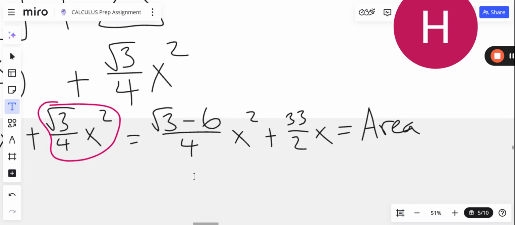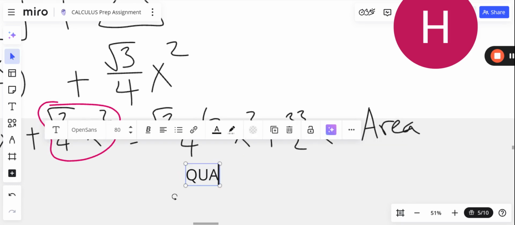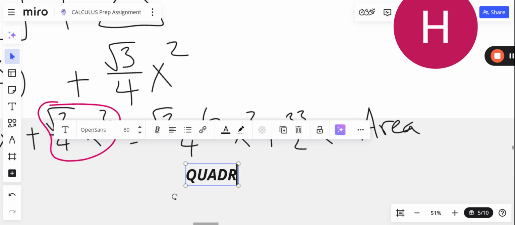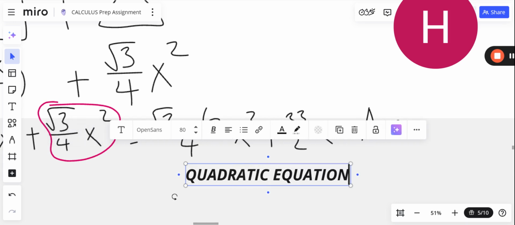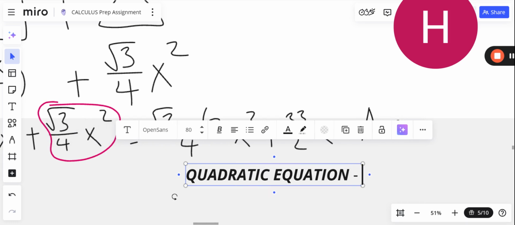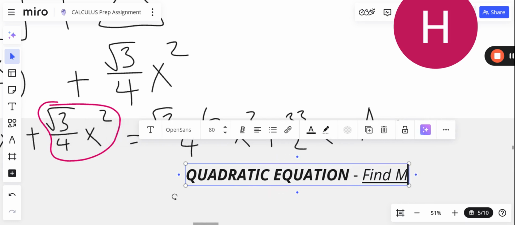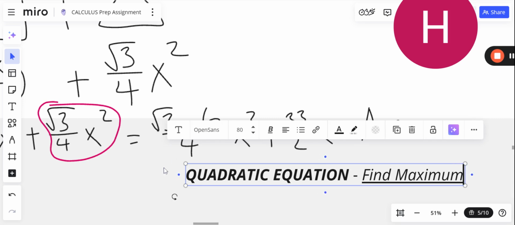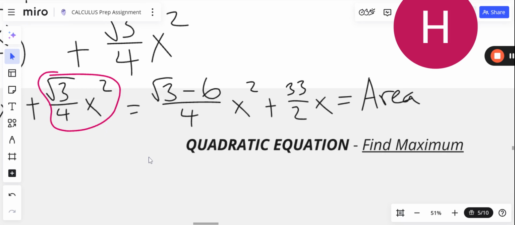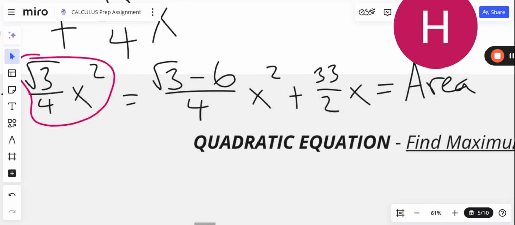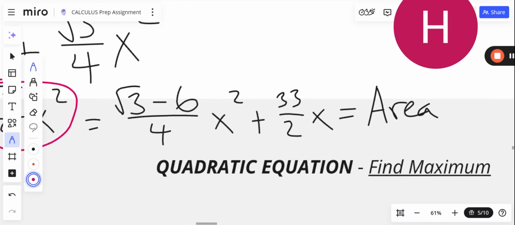Hopefully you recognize this again. This is a quadratic equation, and we want to find a maximum. We've done this process a couple of times, so you should be familiar with this. Give yourself the opportunity to try it. I also want you to verify that this is going to give us a maximum and not a minimum, because this coefficient right here is negative. How do I know it's negative? Let's look at it. On top, we have root 3, which is not even the value of 2, it's smaller than 2, minus 6.